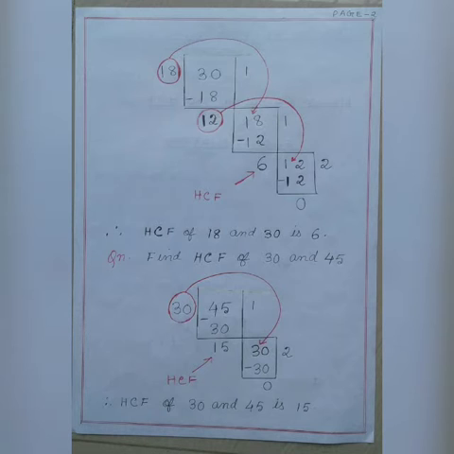The divisor 30, I shall bring it as dividend. So 15 into 2, I get 30. If I subtract 30 from 30, I get 0. So our operation is completed here. So 15 is the HCF of 45 and 30.